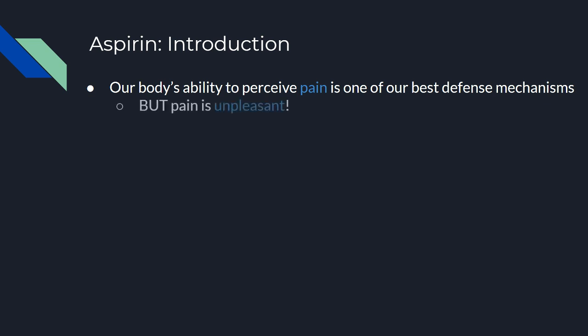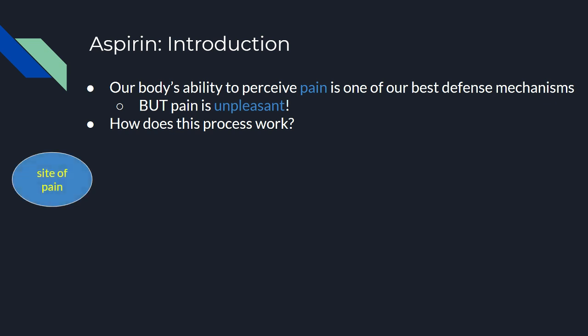So the side effect, of course, of feeling pain is that it's unpleasant, the fact that you do feel the pain. But that's okay. We have developed medicines to help stop that pain. But first, let's look at the process. So there's a site of pain. Let's say you sprain your ankle. That's the site. Your ankle gets hurt. Maybe you're jogging and you roll your ankle.